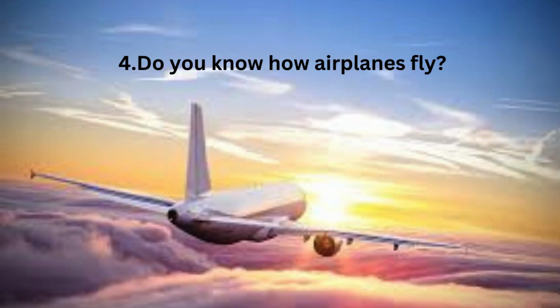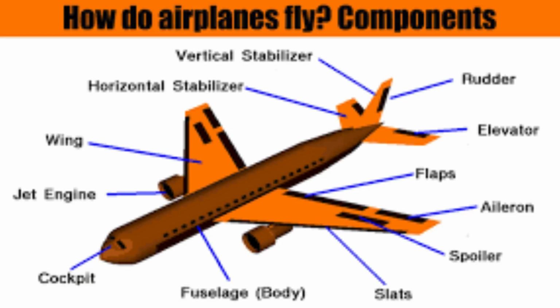Next, do you know how airplanes fly? Airplanes fly due to a combination of lift, thrust, gravity, and drag. The wings of an airplane generate lift as air flows over them, allowing the plane to overcome gravity and stay airborne.